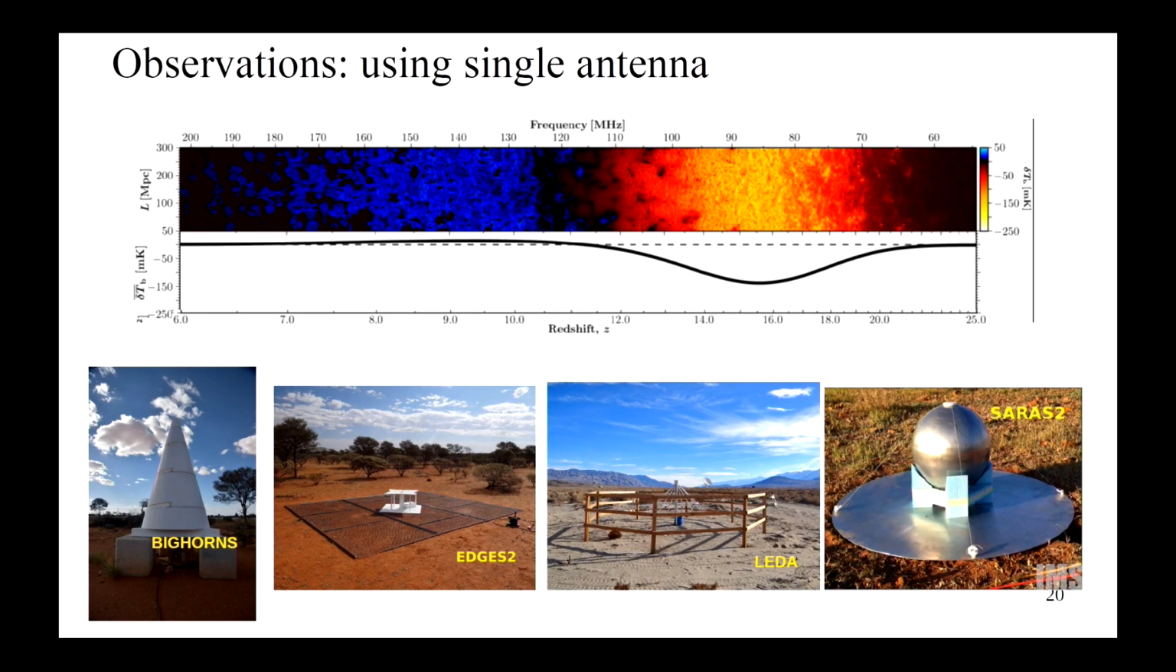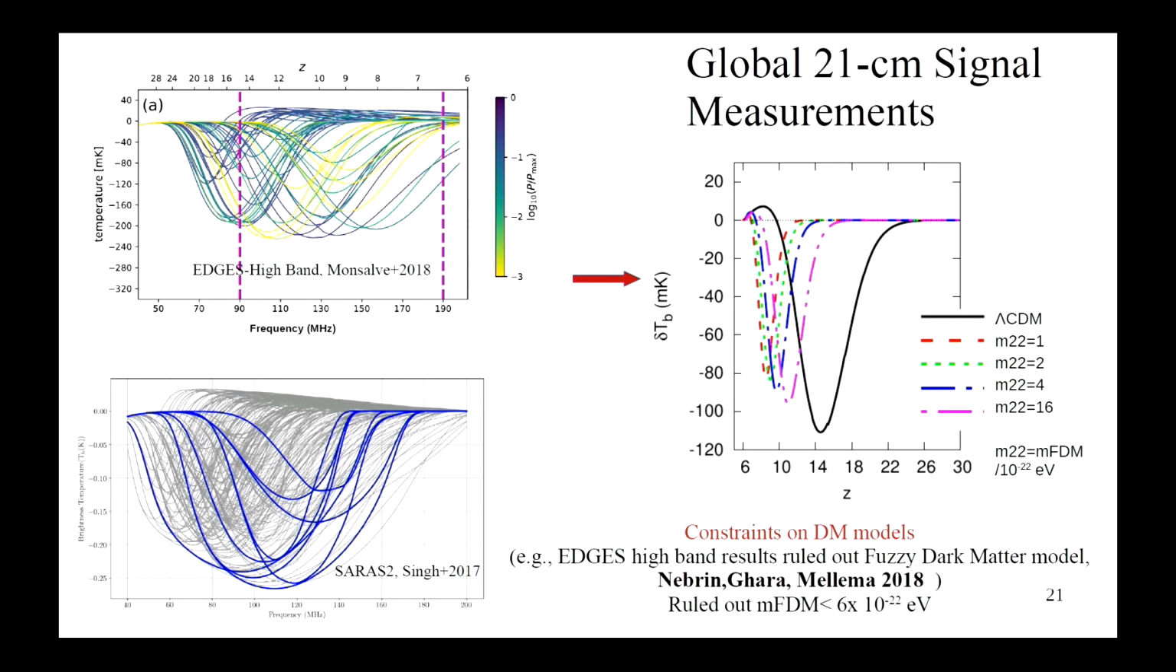Now, apart from this interferometer based observation, there are observations using single antennas, for example EDGES, LEDA, SARAS, which are trying to observe the sky average signal as a function of redshift, and it has been shown that several models have been ruled out already. For example, we use EDGES high band data, not the low band. Low band data is the most controversial data, but still using the high band data which doesn't claim a detection, we are able to rule out, for example, a fuzzy dark matter type of model, right?